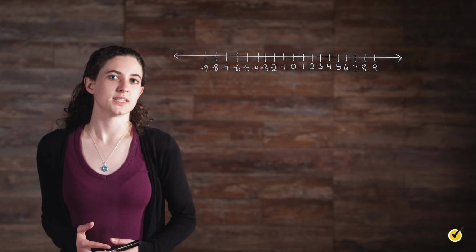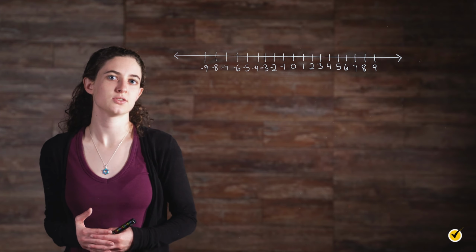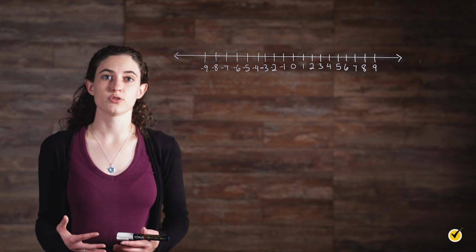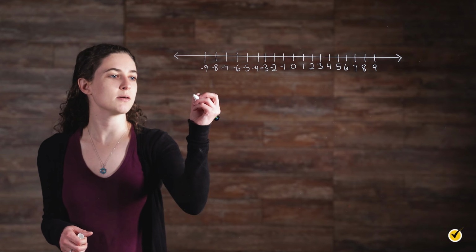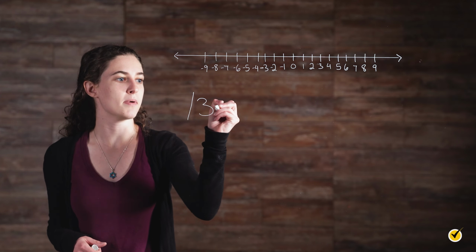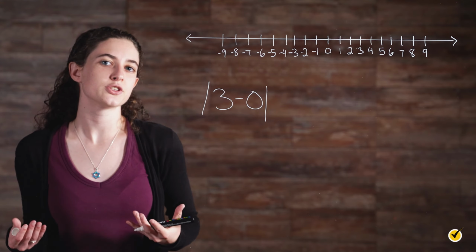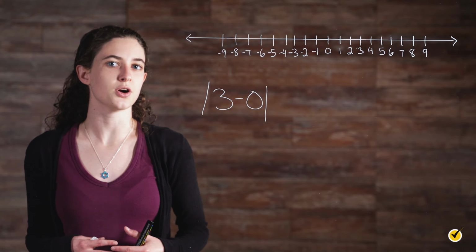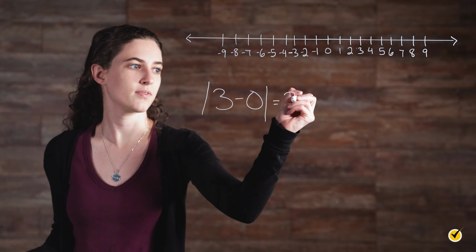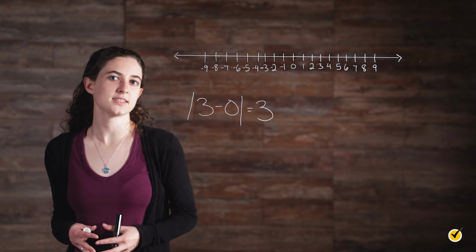Since absolute value is a calculation of a number's distance from 0, an absolute value expression, such as the absolute value of 3, can be written as the absolute value of 3 minus 0. Another way to interpret this statement is by saying the distance between 3 and 0 is 3. Writing it this way provides the same result.